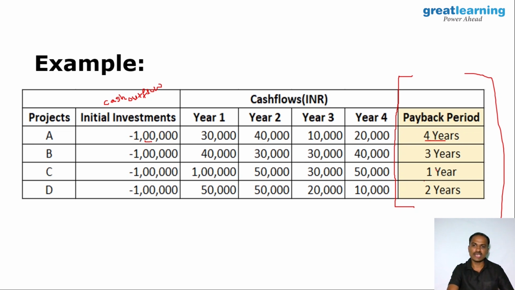Okay, so project C recovers the initial investment in 1 year. Project A recovers in 4 years. So when it comes to priority, the business should invest in project C and should ignore project A. Okay, so that is called payback period. That's a payback calculation.